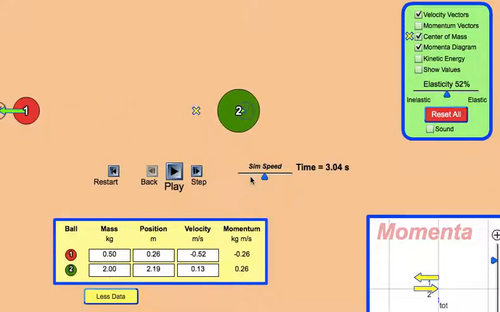Remember, center of mass is sometimes a really, really nice way of explaining things. Why? Because it's a single point that represents the whole system.